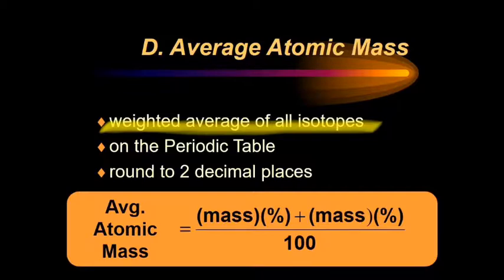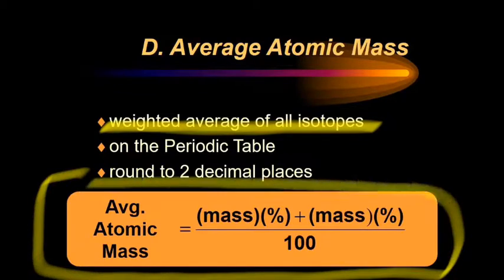A lot of elements are like that, especially with your hydrogen, because you have a hydrogen 1, hydrogen 2, and hydrogen 3. And other elements are going to be split a little more evenly. But this value is on your periodic table, and we are rounding to 2 decimal places. So your average atomic mass, here is our formula for it.